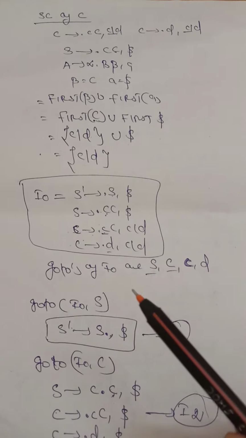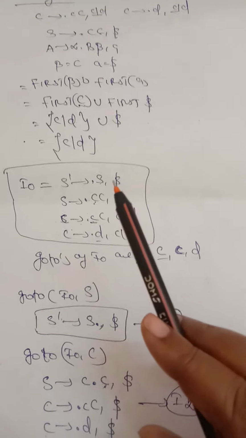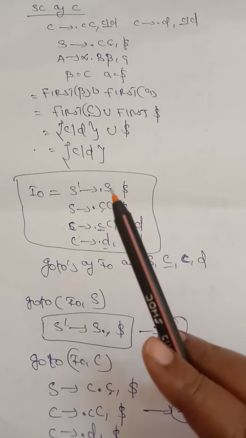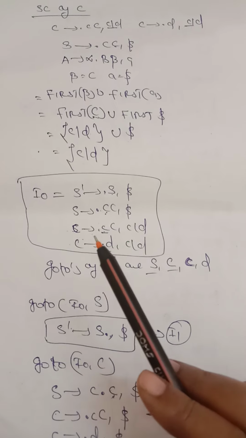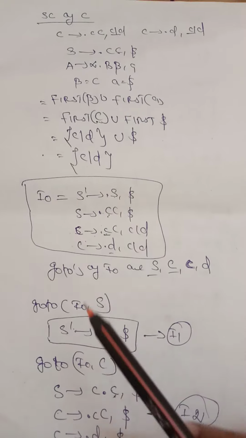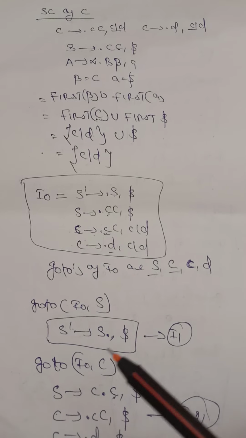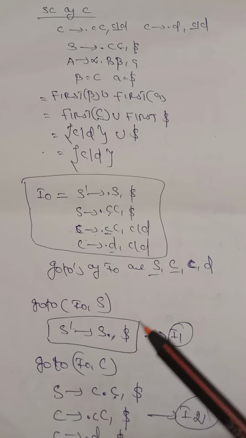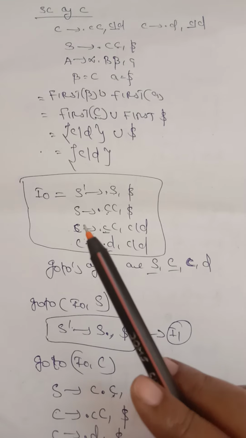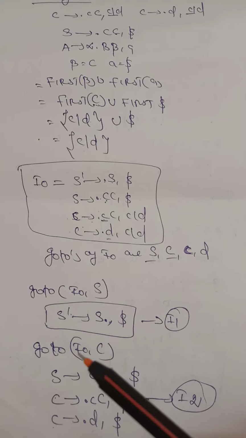So go-to of I naught comma S means here we have to move the dot operator towards the right side by one position. Then we have to check what symbols are available after the dot. After the dot, if you are having a non-terminal, we have to refer to that non-terminal's productions from I naught and add them here. Here, S dash goes to dot S. So here the output is S dash goes to S dot comma, then copy the second component. The second component is dollar. After the dot we are not having anything, so just ignore. Then you have to compare this production with the already available sets. The only available set is I naught, and it does not match. So give a new name.